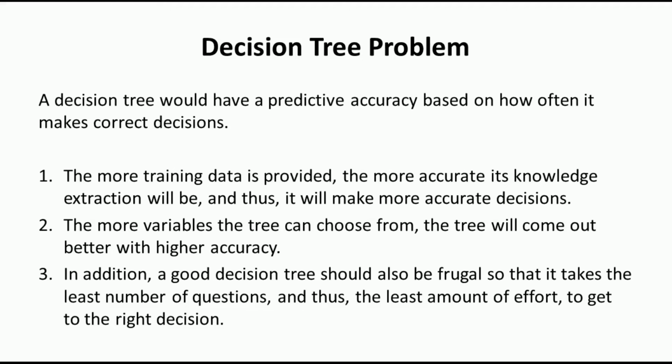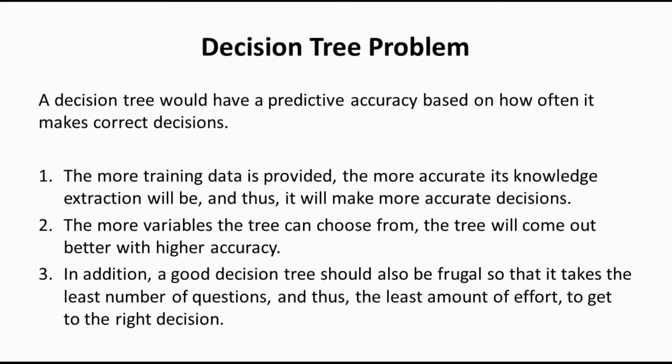The more training data is provided, the more accurate its knowledge extraction will be, and thus it will make more accurate decisions. So that's how things work in machine learning. If you have more training data, definitely there will be more knowledge you can extract, and you can make more accurate decisions. The more variables the tree can choose from, the better the tree will come out, with higher accuracy.